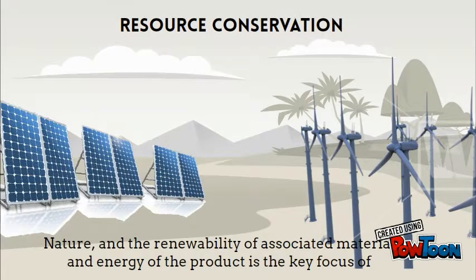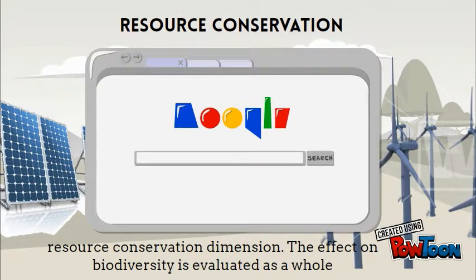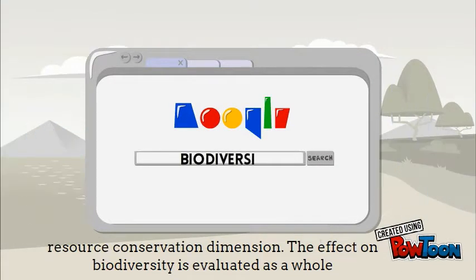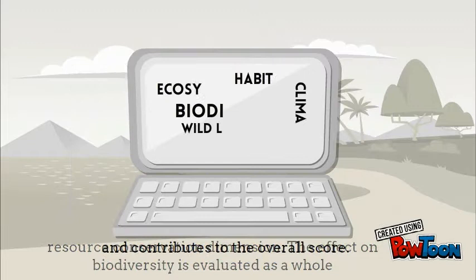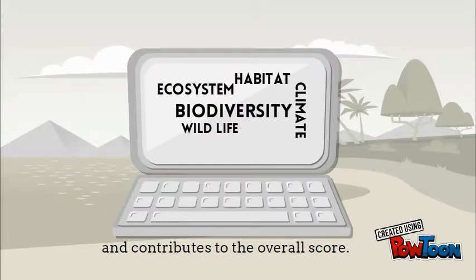Nature, and the renewability of associated material and energy for the product, is the key focus of the resource conservation dimension. The effect it has on biodiversity is evaluated as a whole and contributes to the overall score.